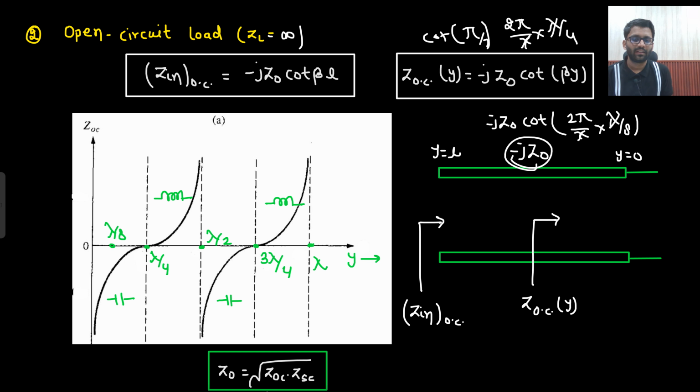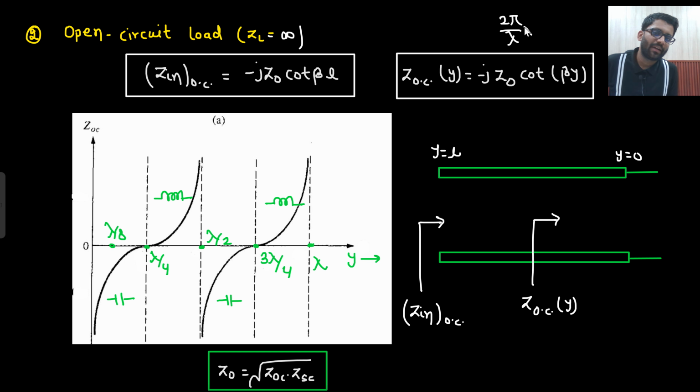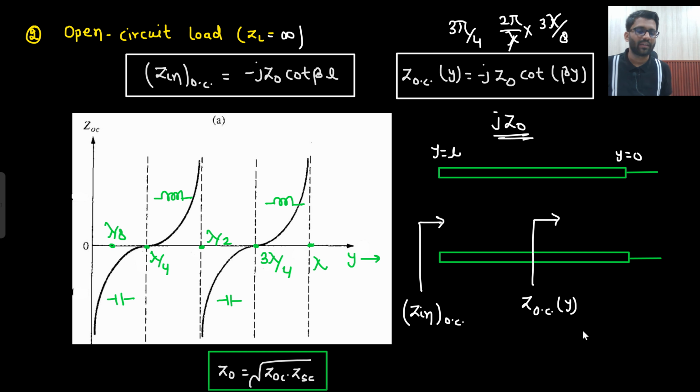You can check at 3 lambda by 8. So let's check at 3 lambda by 8. Which nature will you get? Beta is 2 pi by lambda, y is 3 lambda by 8. So what you are getting is 3 pi by 4. What is the value of cot 3 pi by 4? That is minus 1. So what you are getting is j Z naught. And j Z naught shows inductive nature. So yes, you have inductive nature at 3 lambda by 8.